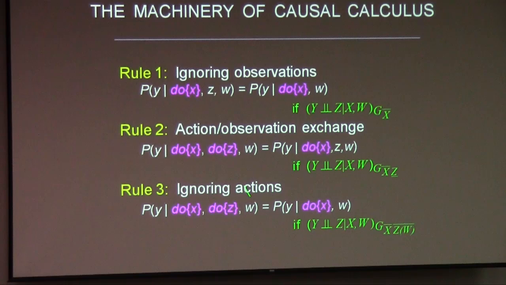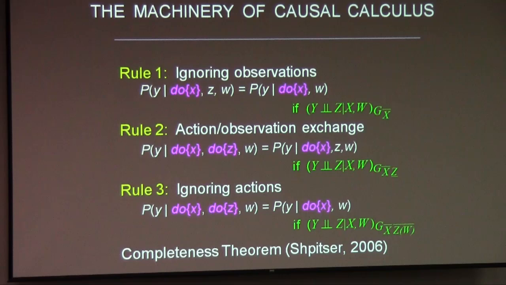It's a calculus, I don't want you to figure out the equation, but I give you the flavor. It allows you to take a sentence which has a do operator in it and a see operator, that's Z, something that you condition on, and derive from it other sentences of this nature, if certain conditions hold. Why is it useful? Because I can take hard questions about policy and reduce them to symbolic calculus, as if you solved it already.